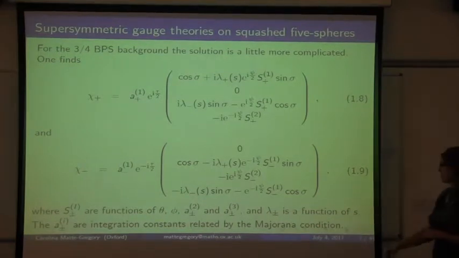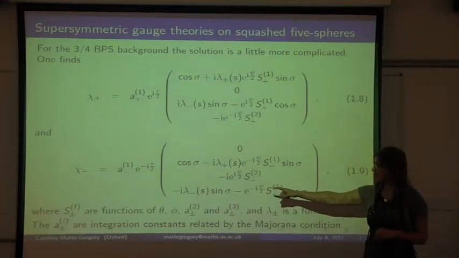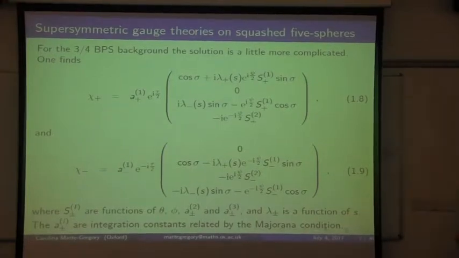And these A's, gamma is just a function of S. And all these A's, so I have A, 1, 2, and 3, all of them plus and minus, they're all integration constants, but all of them are also related to my condition. Right, so this is my supersymmetric gauge theory on this squashed sphere here. But I will want to, at some point, compare it to the supergravity solution that I will construct.